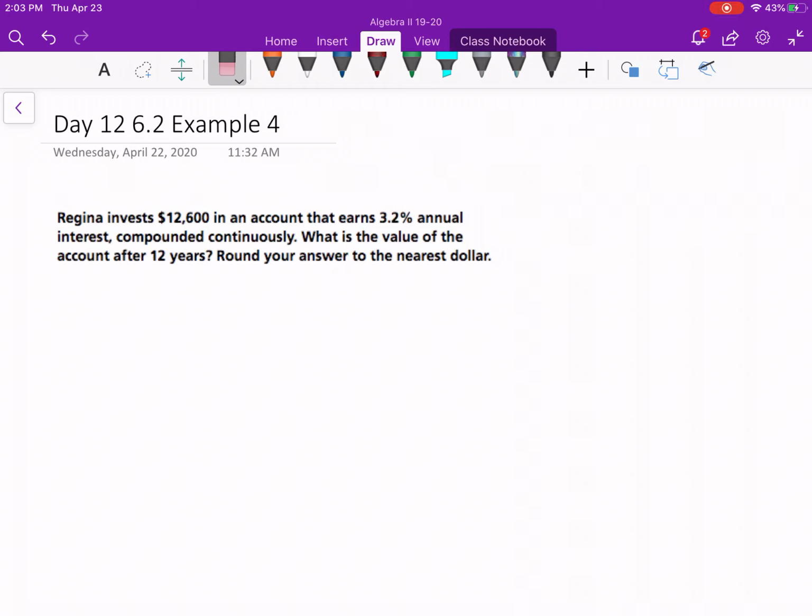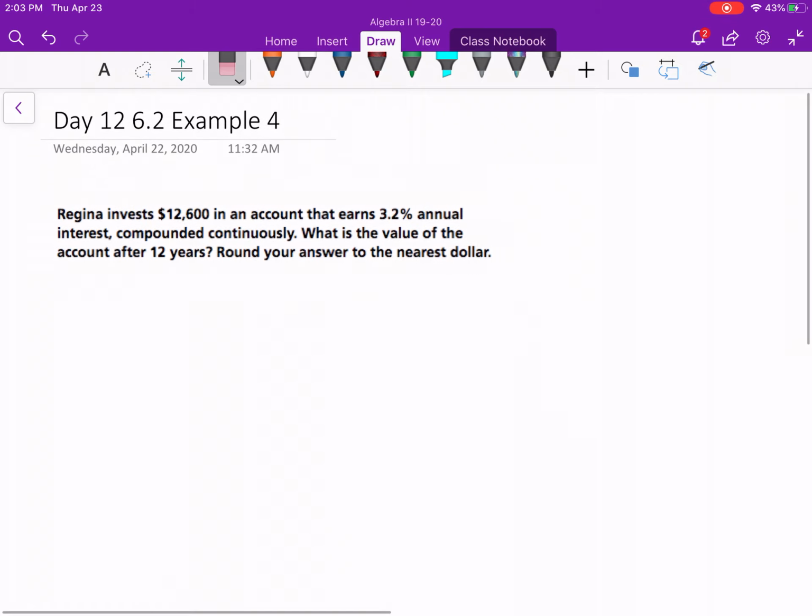This is day 12. We are skipping example 3, so we're jumping to example 4. So yeah, let's go ahead and get started. It's kind of similar to last time. Honestly, in my opinion, it's easier. We just have one new concept that we need to learn first.